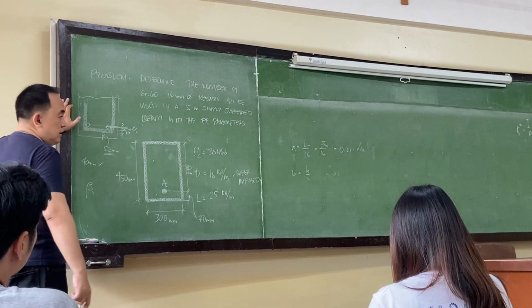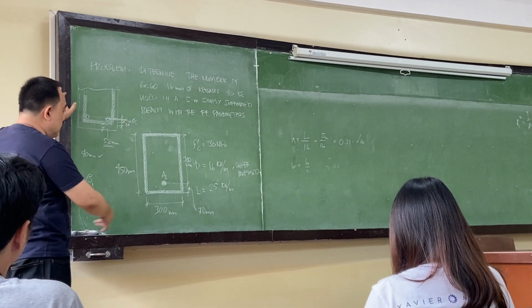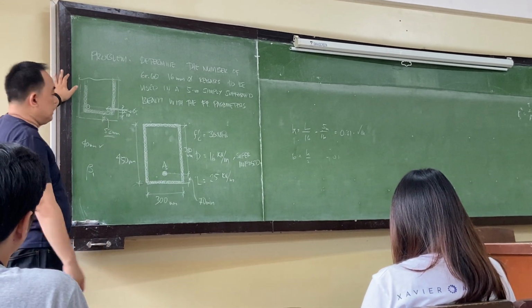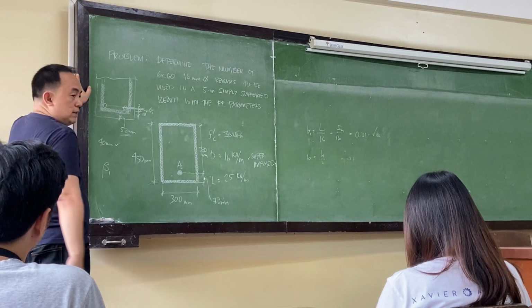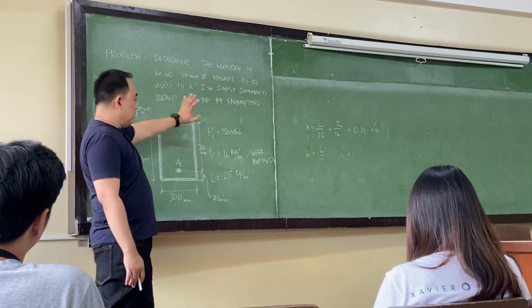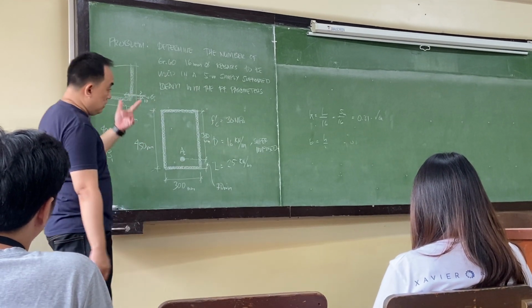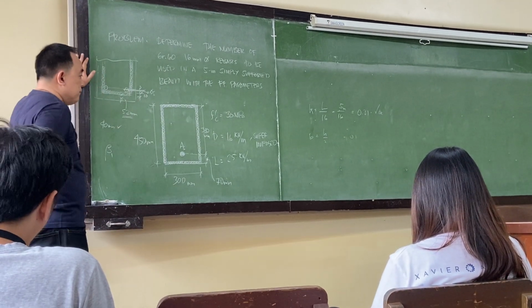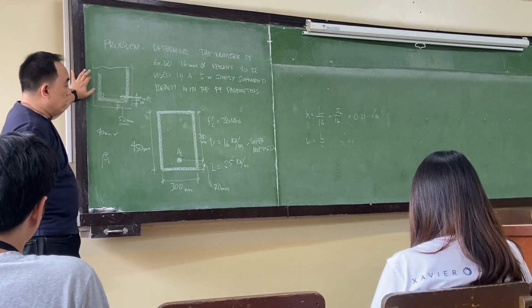Now let's go out from our comfort zone here. We use 21 megapascals, in which the beta 1 is automatically 0.85. I just want to extend your mind so that you will be familiarized with the equation for beta 1 also.